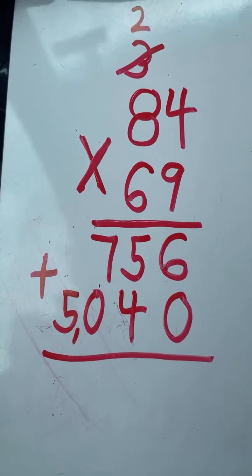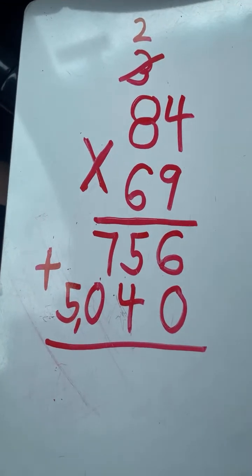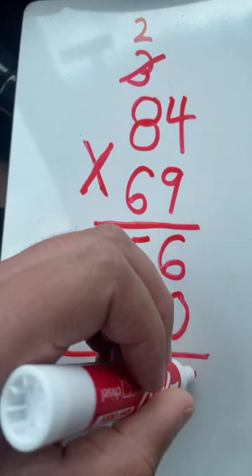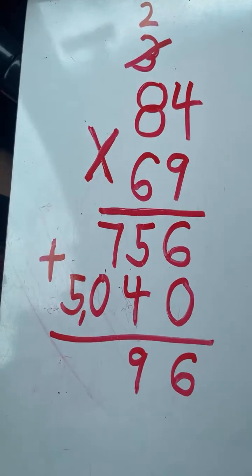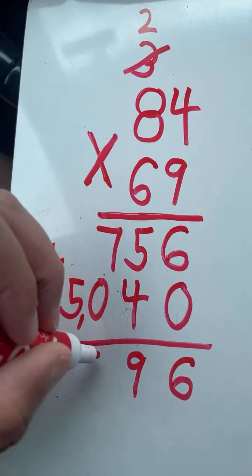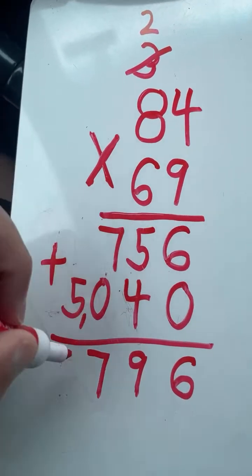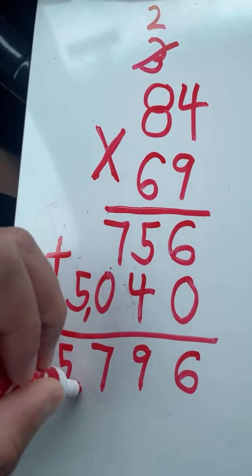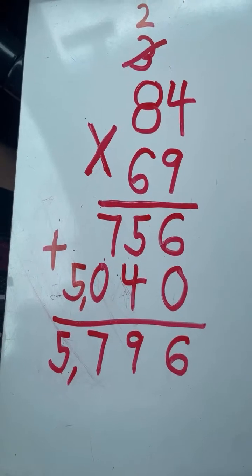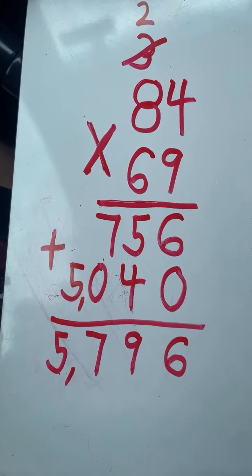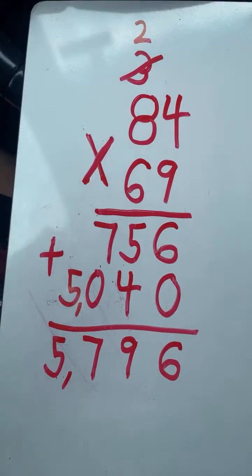Next, we have to add these two numbers together to get our final answer. So 6 plus 0 equals 6. 5 plus 4 equals 9. 7 plus 0 equals 7. 0 plus 5 equals 5. And we have our final answer. 84 times 69 equals 5,796.